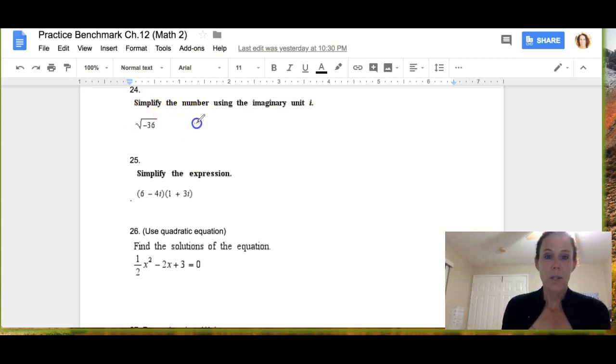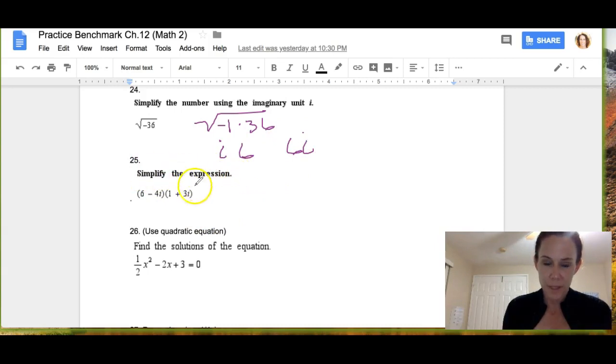So if I'm going to square root negative 36, just remember anytime there's a negative inside, you could separate it like this. The square root of negative 1 is i. The square root of 36 is 6, so you get 6i. And you're done.